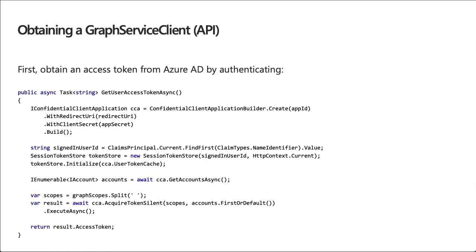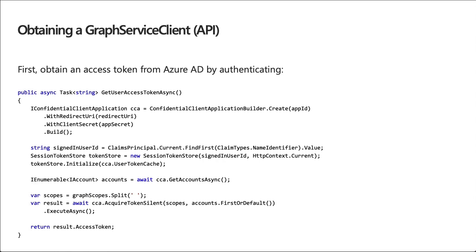So how do I obtain what's called a GraphServiceClient? That is going to be the actual API that we're going to use to talk to the Microsoft Graph. So first, I'm going to obtain an access token from Azure AD by authenticating. Here you can see I'm saying get a user access token asynchronously. And we're leveraging the Microsoft Authentication Library to do that.